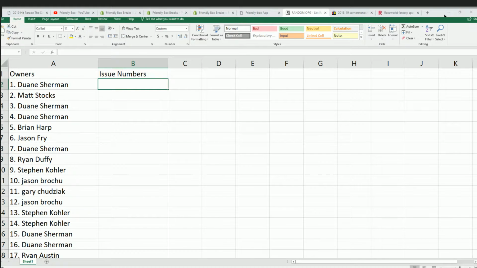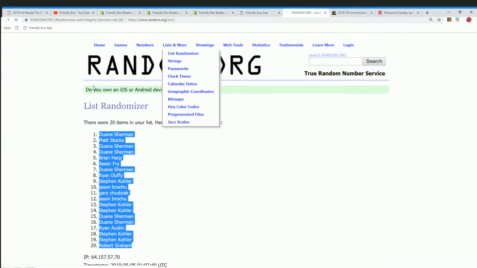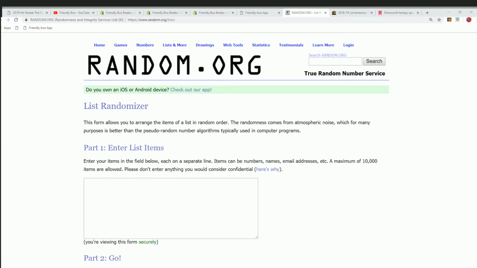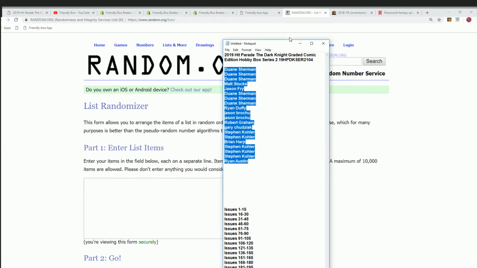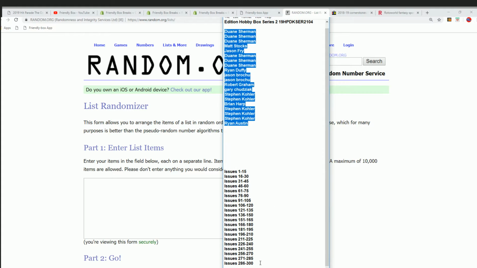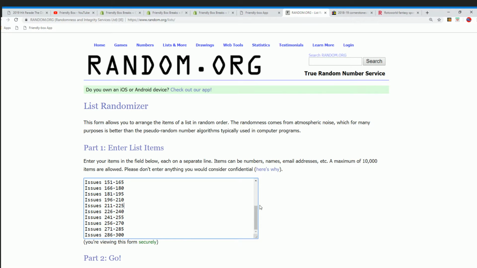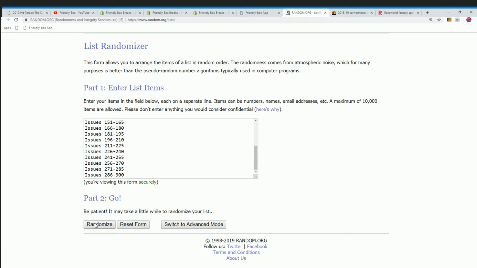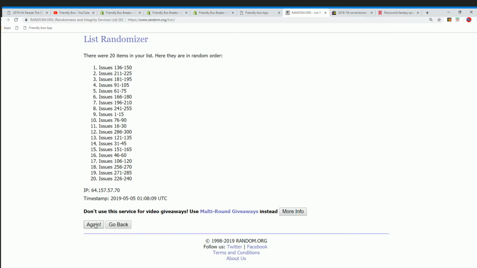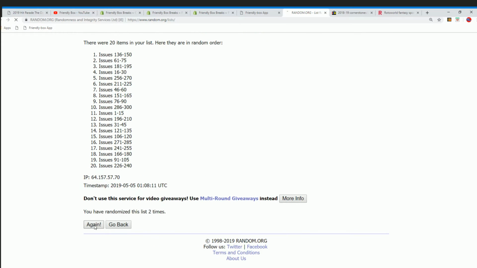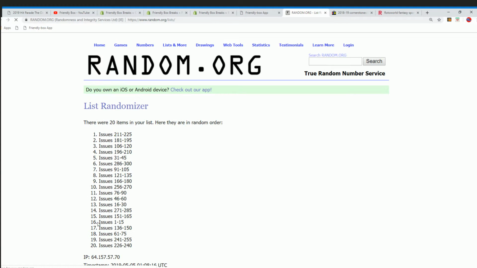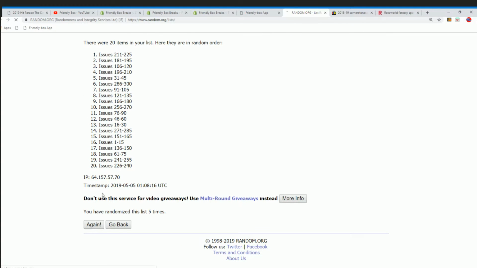Now the issue number random is happening. Seven times through. Lucky number 7.